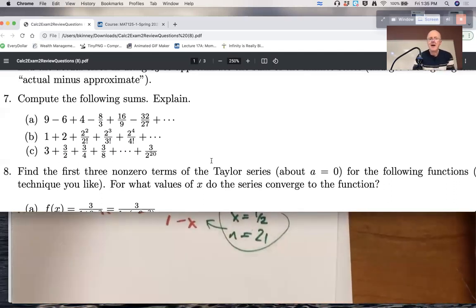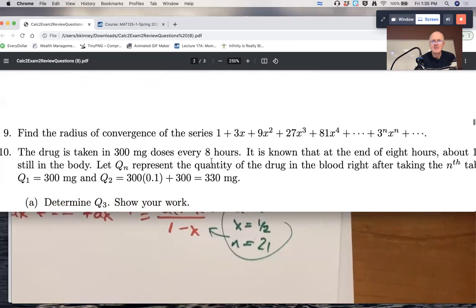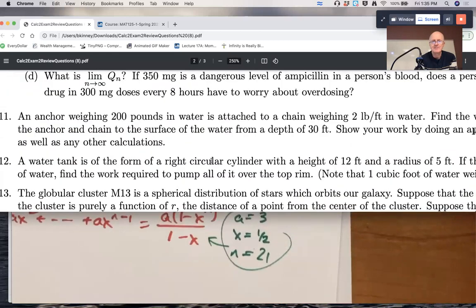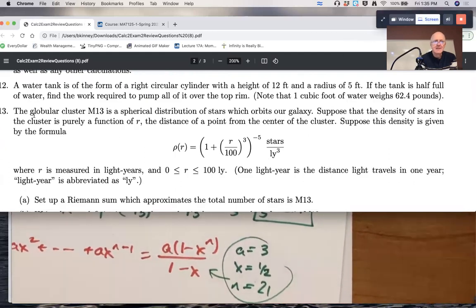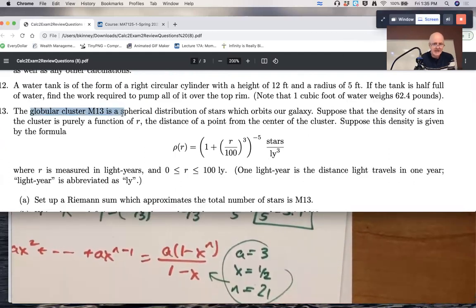Almost out of time. I want to give you some hints about a harder looking problem. Number 13. The globular cluster M13 is a spherical distribution of stars which orbits our galaxy.